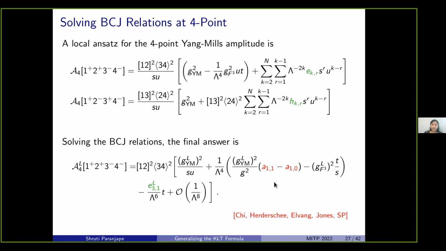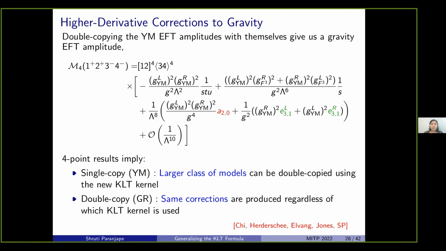Another thing you'll notice about the final answer is already at the first subleading order, lambda to the fourth, you get a contribution from these coefficients over here, which, as I'll remind you, were part of the KLT, the generalized KLT corner, right? So this is a new operator in the single copy theory that you're allowed to double copy only because you did this generalization of your KLT corner. Good. So now I can, of course, use this Yang-Mills EFT to double copy to gravity EFT, and you get this answer over here.